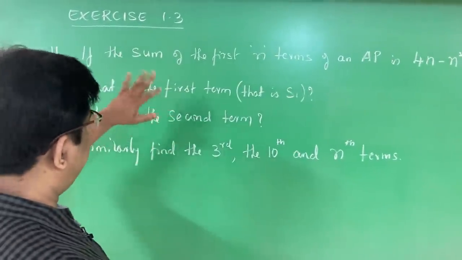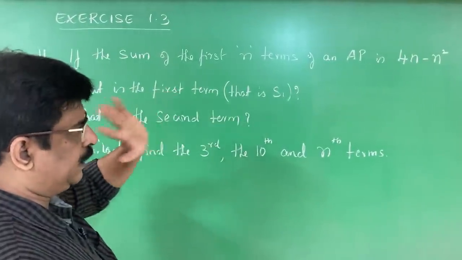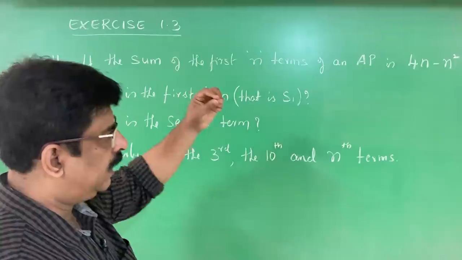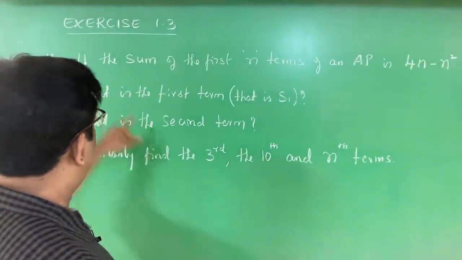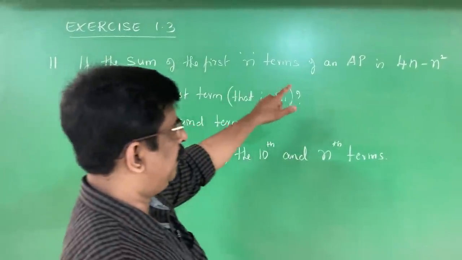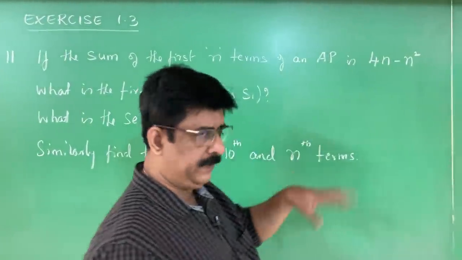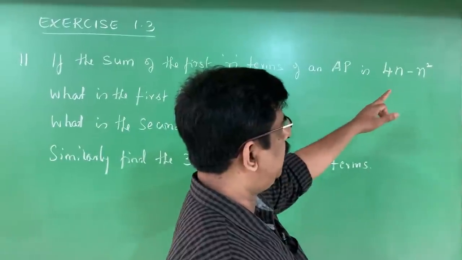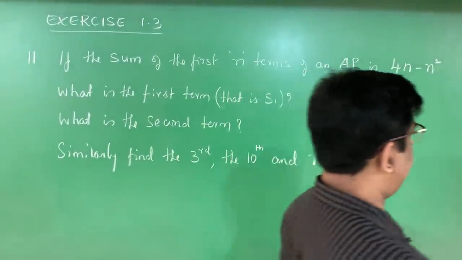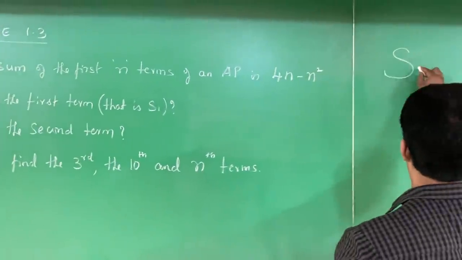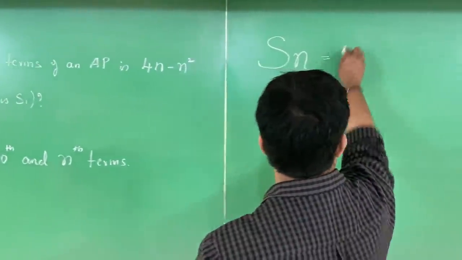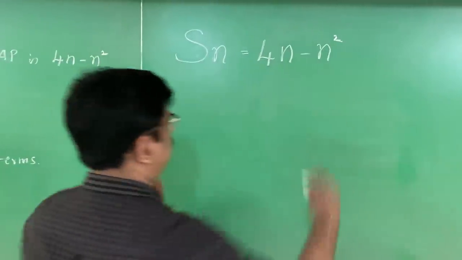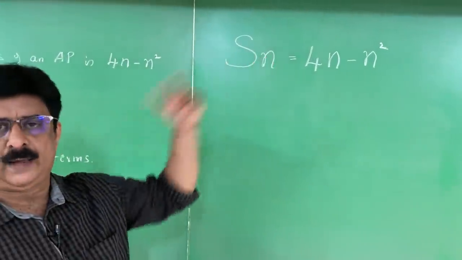The 11th problem, exercise 1.3, is very important. It is skill based. It is not related to any formula. Skill based means a person having mathematical aptitude can understand all these things. If the sum of the first n terms of an AP is 4n minus n square, he is formulating an equation like this: Sn equals 4n minus n square. This is the formula he created.